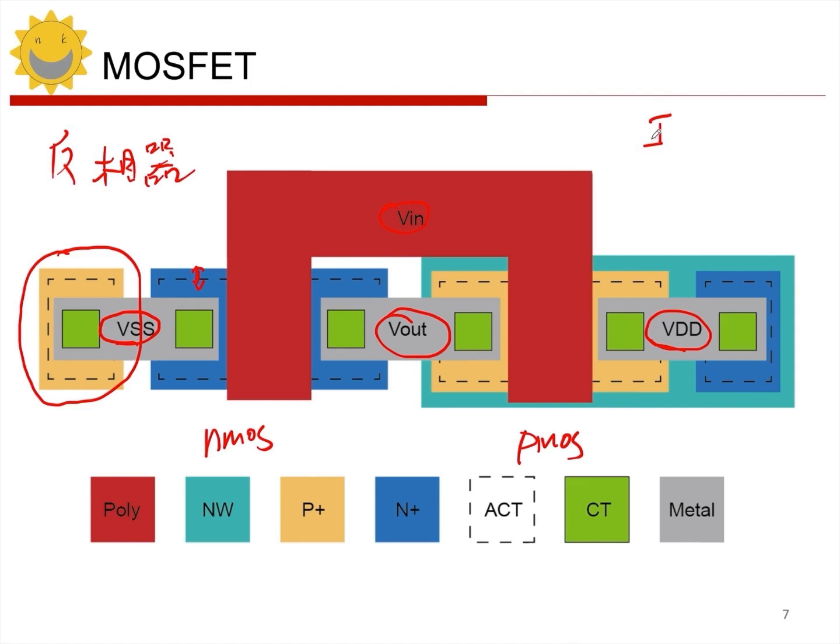Now, the schematic looks like this, right? This is its schematic diagram. This is the input, right? This is Vin. And what is this? This is Vout. And below it are VDD and VSS. This is the schematic diagram of an inverter and its layout.